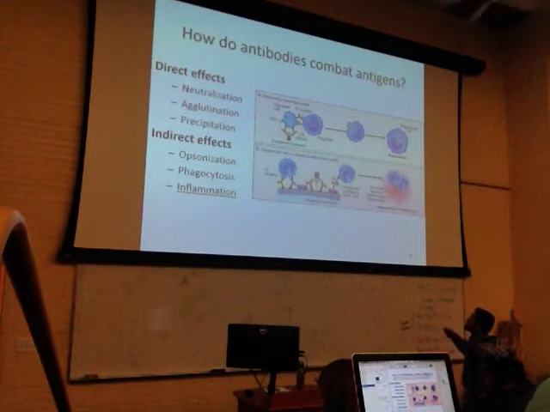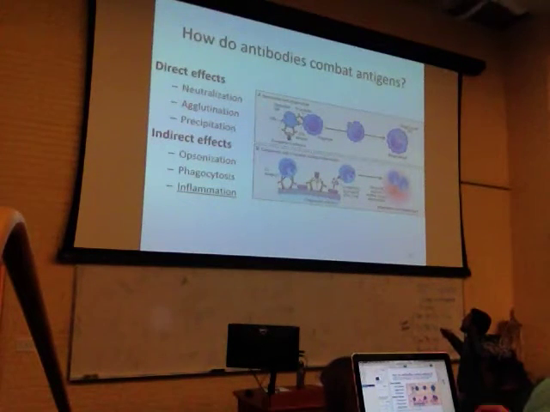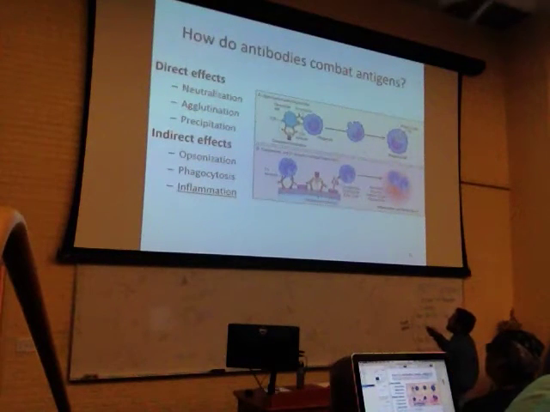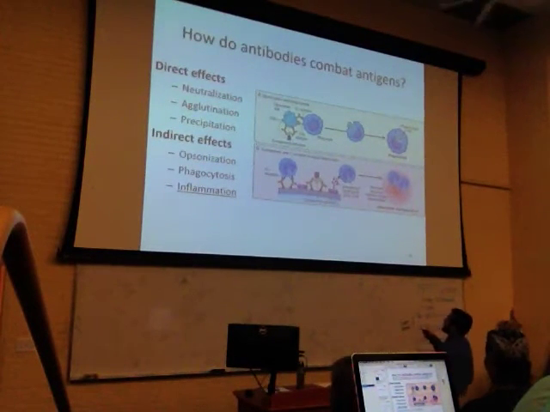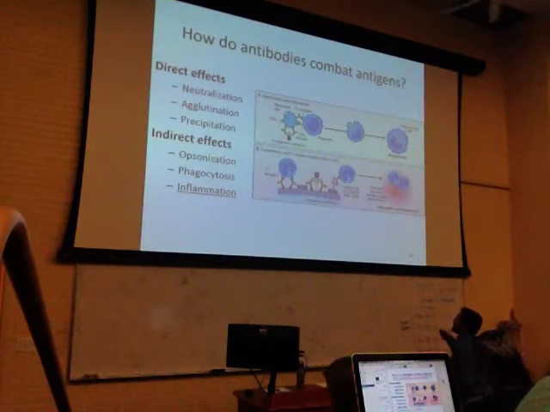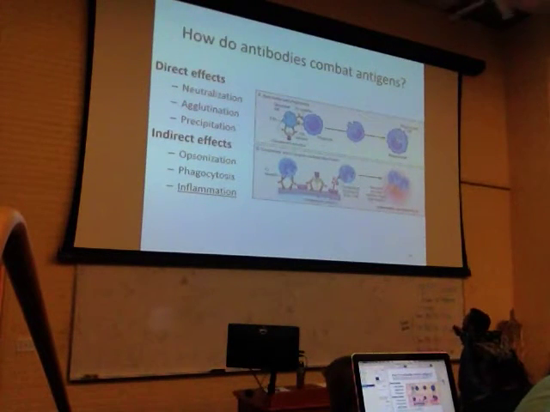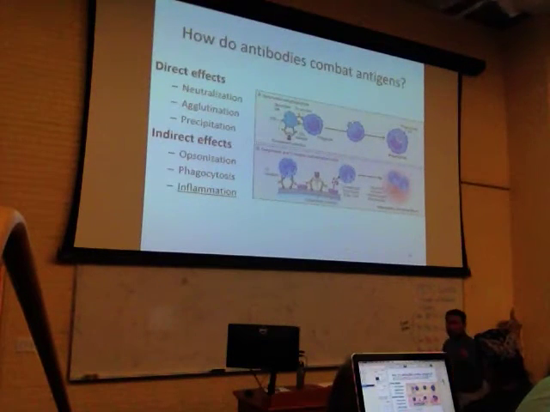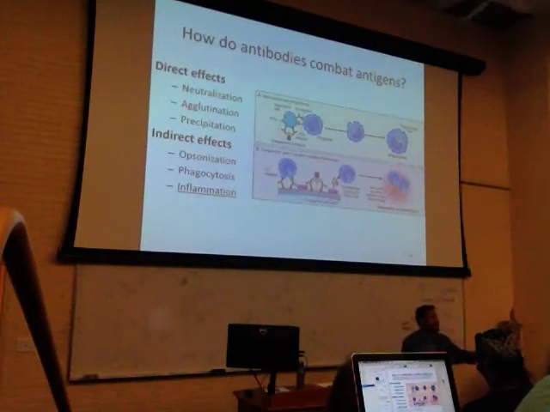You can see that here is the cell that is opsonized. You have activation via complement as your secondary signal, your costimulation, causing the phagocyte to engulf this particular entire cell, and now it's going to, through respiratory burst mechanisms, digest it inside.